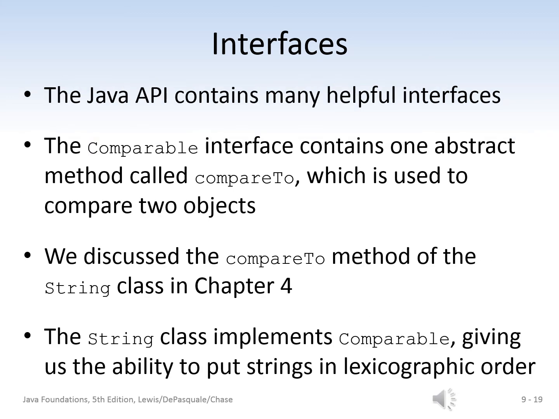The Java API contains many interfaces. The Comparable interface contains one abstract method called compareTo, which we use to compare two objects. This was discussed in chapter 4, where we use the compareTo method of the String class, because the String class implements Comparable, giving it the ability to put strings in lexicographic order, which is how strings are compared one character at a time using their numerical equivalent in Unicode or ASCII.